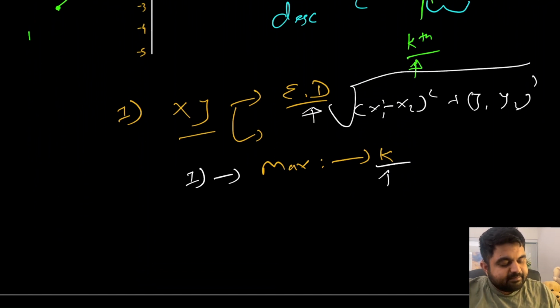In the end we can simply do max heap dot peek operation, and that is going to provide us the kth closest point to the origin, and that's it. This is the whole solution.